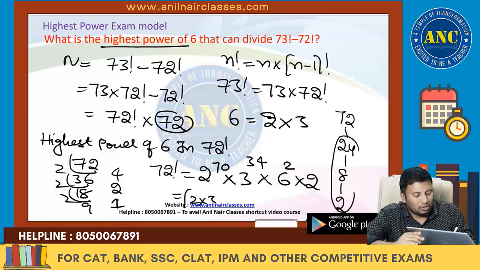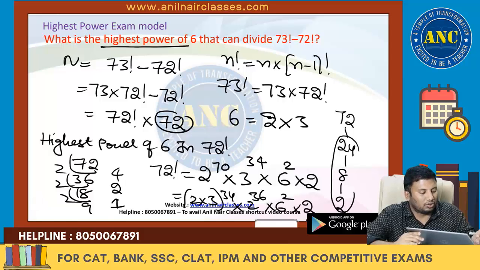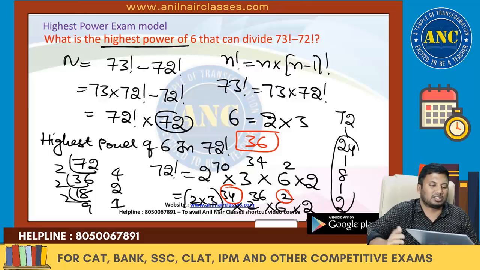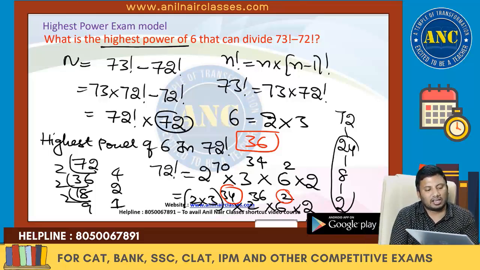This is 2 power 70 into 3 power 34 into 6 square into 2, which gives 2 power 72 and 3 power 34 into 6 square, so it is 6 power 36. Here 34 and here 2: 34 plus 2 is 36. I hope the logic is clear.